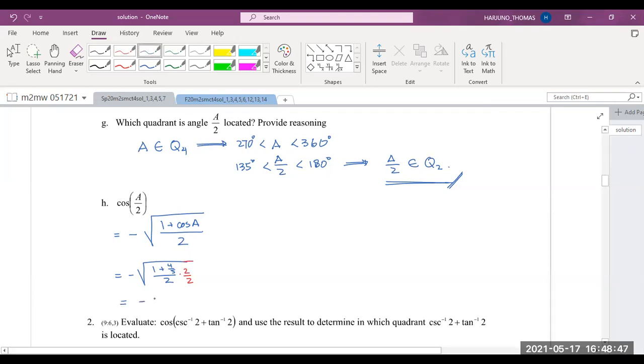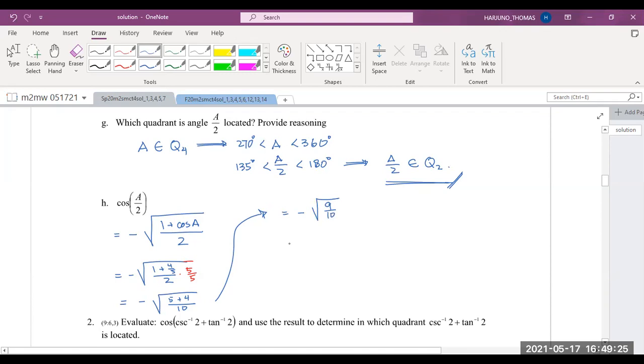So I get negative square root of 2 plus, I'm sorry, not by 2, by 5, I meant. Why 5? Multiply the top and the bottom by 5. That way, the first term on the top becomes 5, the second term becomes 4 over 10. That is negative square root of 9 over 10.